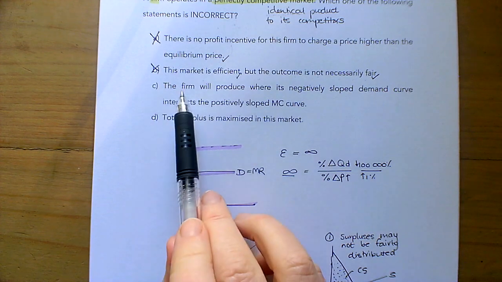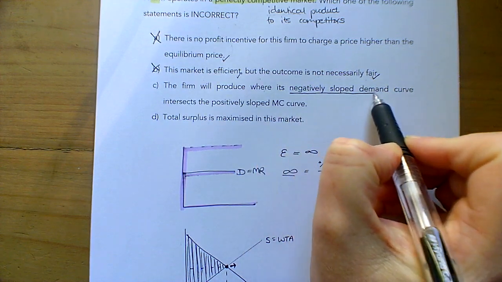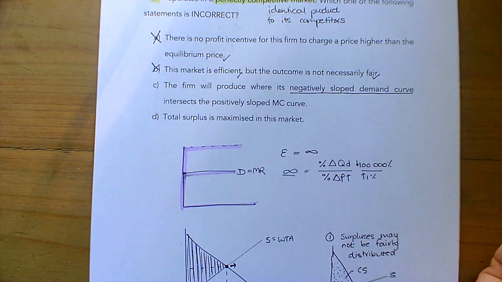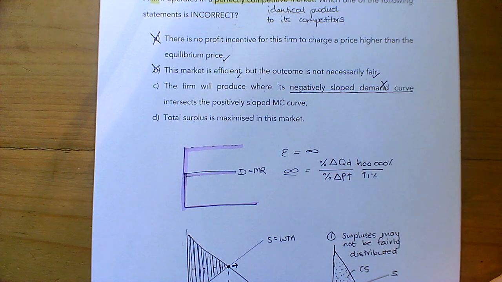C then says, the firm will produce where its negatively sloped demand curve intersects a positively sloped marginal cost curve. This part of the statement is incorrect.